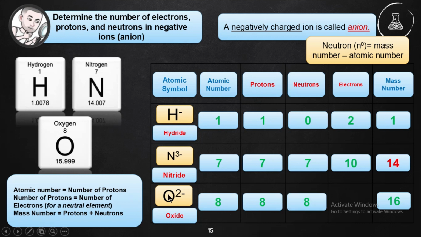Sa electrons naman, tingnan yung number before the charge. So meron tayong 2. Ibig sabihin magigain siya o madadagdagan siya ng 2 electrons. So ipa-plus natin yan sa protons. 8 plus 2, ang electrons ay 10. So mas mataas na yung number ng electrons kumpara kay protons ni oxygen. So mapapansin nyo, sa negatively charged element ion, mas marami yung number ng electrons kumpara sa number ng protons.